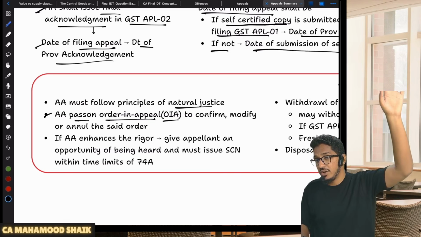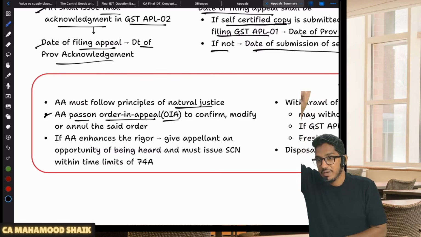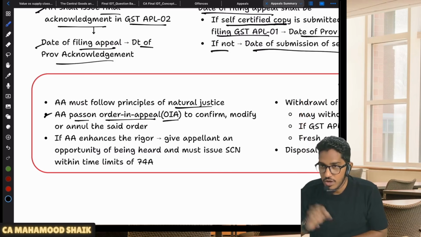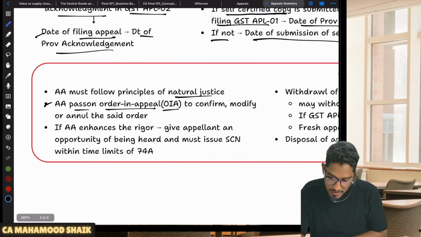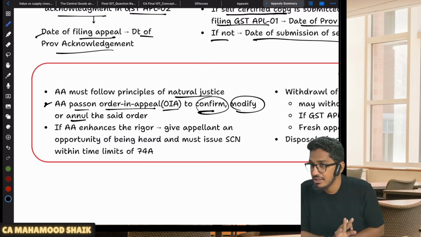The original adjudicating authority's order, we call it the order in original. Order in original means the adjudicating authority's order, that of the superintendent, joint commissioner, additional commissioner, we call it OIO, order in original. Now this appellate authority will pass an order, and that we call OIA, order in appeal. What can this appellate authority do? Either they can confirm the order, or they can modify the order, or they can even set aside that order. They can reject that order altogether, annul that order.